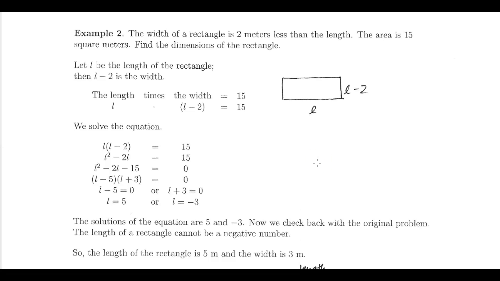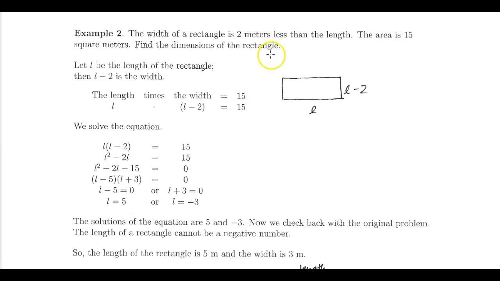In our second example, we have that the width of a rectangle is 2 meters less than the length. The area is 15 square meters. So here we have that if L is the length of the rectangle, the width would be L minus 2, because the width is 2 meters less than the length. And we're given the area.